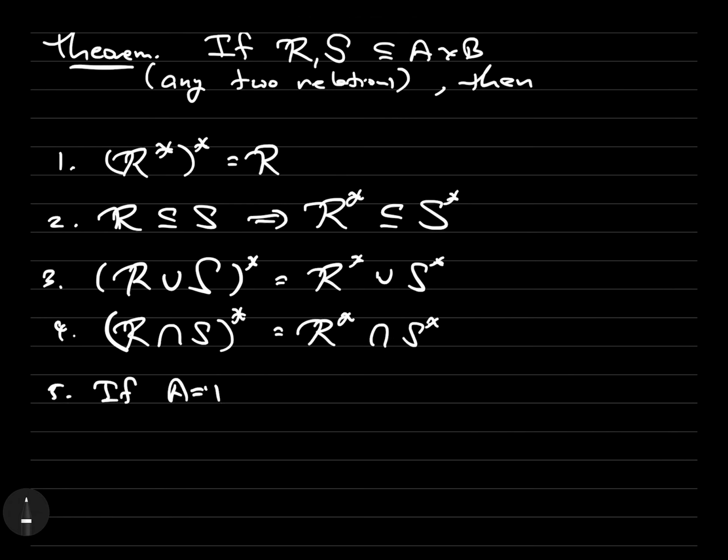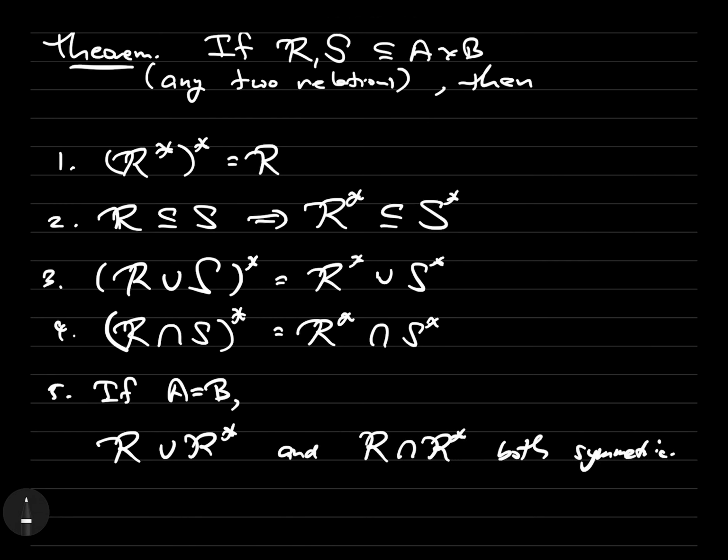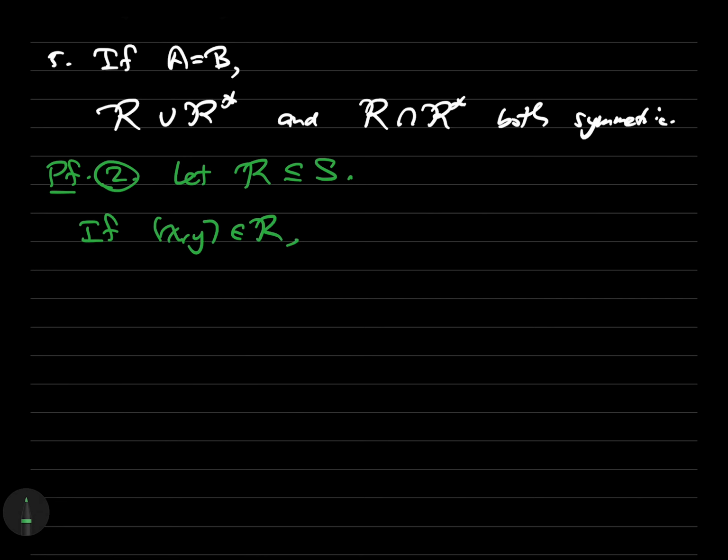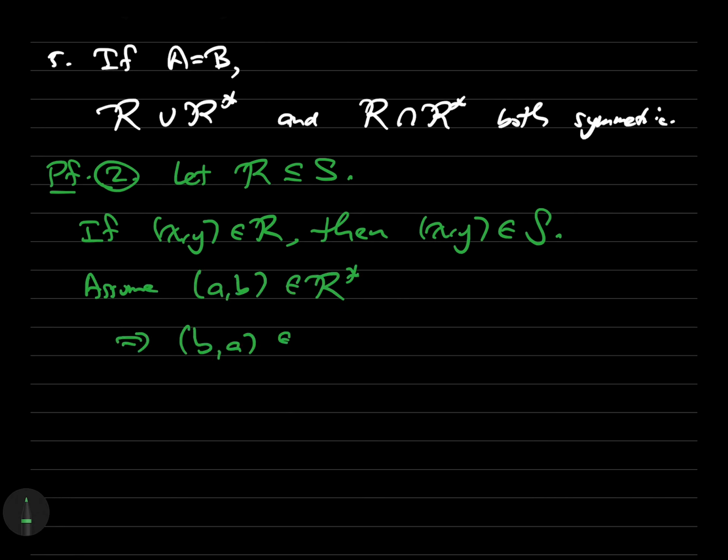And when A equals B, we can consider the two relations R union R star and R intersect R star. Both of those relations are symmetric. We won't prove all of these, but let's do one example. Assume that R is a subset of S. Take (x, y) in R star, then (y, x) is in R, therefore (y, x) is in S, and then (x, y) is in S star.